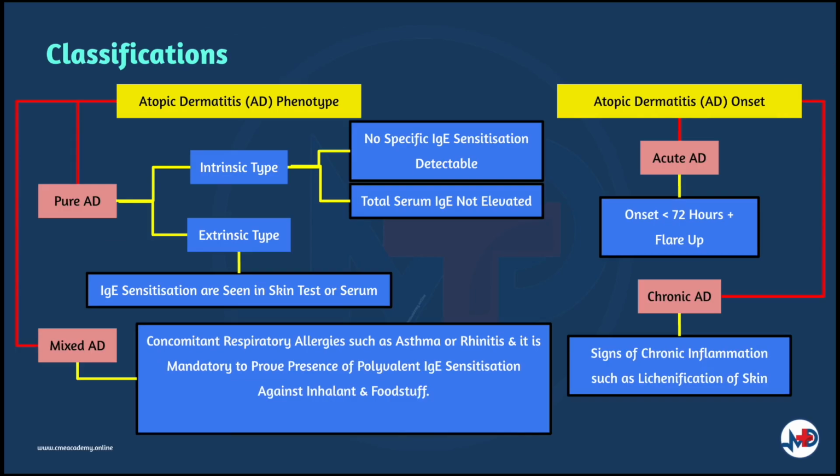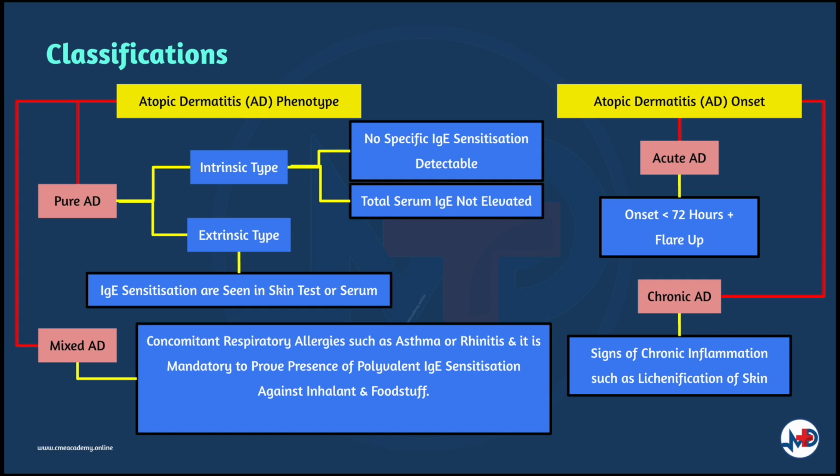So atopic dermatitis can be classified by its phenotype. In individuals with pure atopic dermatitis, there will be no associated respiratory symptoms. Pure atopic dermatitis can be further classified into intrinsic and extrinsic types. For intrinsic types, there is no specific IgE sensitization detectable and total serum IgE is not elevated. While for extrinsic type, IgE sensitization against inhalant and or food allergens is demonstrated in skin test or serum. Another phenotype is mixed atopic dermatitis, in which there are concomitant respiratory allergies such as asthma or rhinitis, and it is mandatory to prove presence of polyvalent IgE sensitization against inhalant and foodstuff.